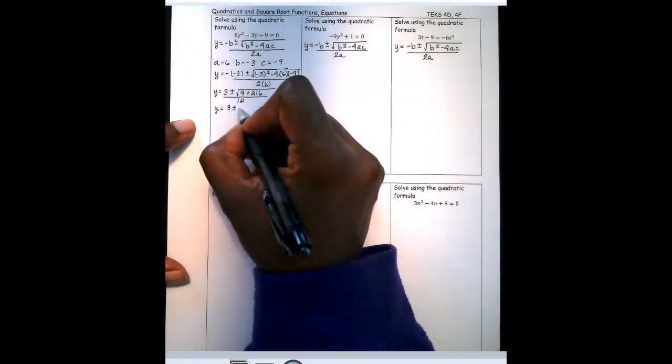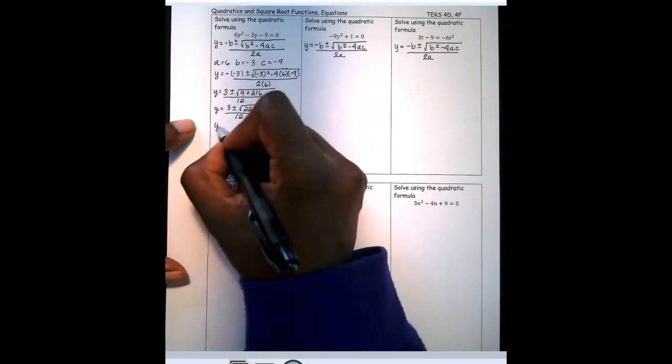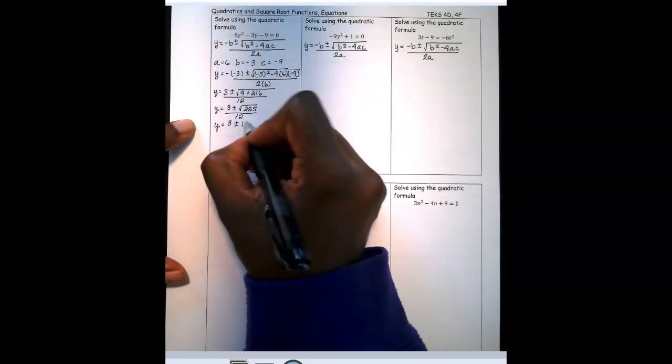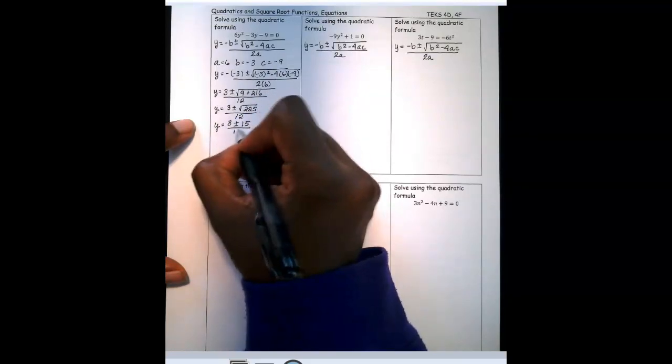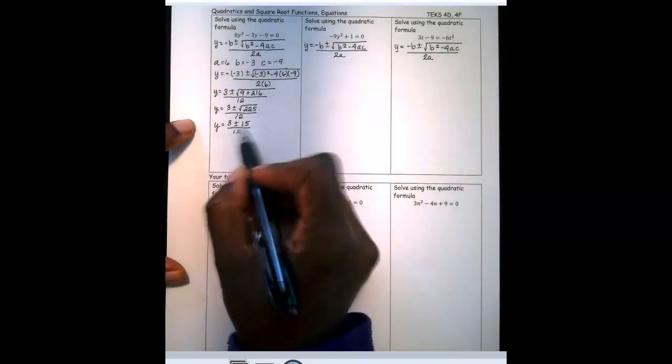And then we're going to divide all that by 12. So then we've got y is equal to 3 plus or minus. Well, 9 plus 216 is 225, all of that divided by 12. Then we're going to take the square root of 225, which happens to be 15, divided by 12. Now we're going to break up this information here.